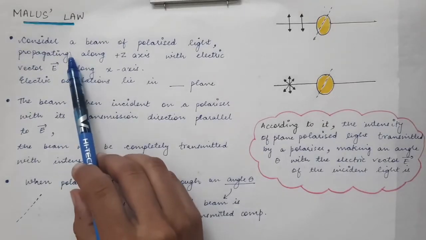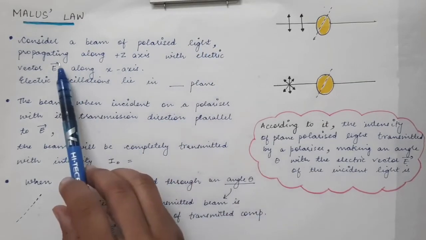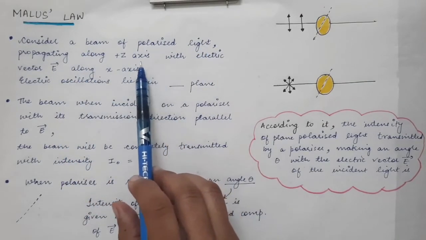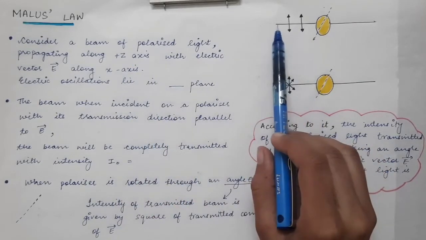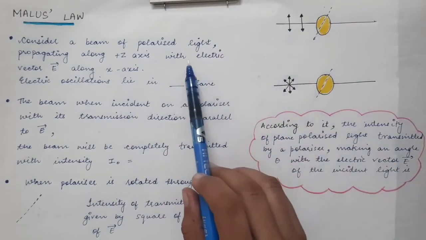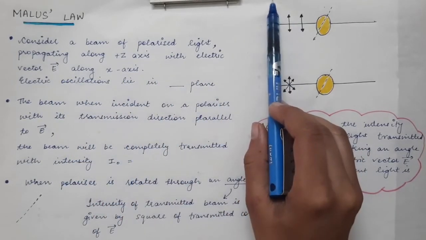So now we will consider a beam of polarized light. We will consider a beam of polarized light propagating along the plus z axis. So this is the beam of polarized light, propagating along the z axis. Let's assume this is the z axis, with electric vector E along the x axis. So let's say this is the x axis.